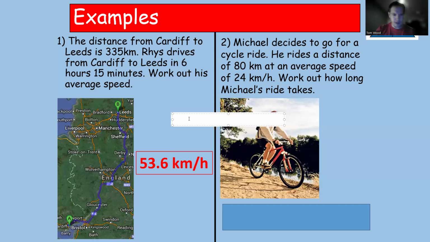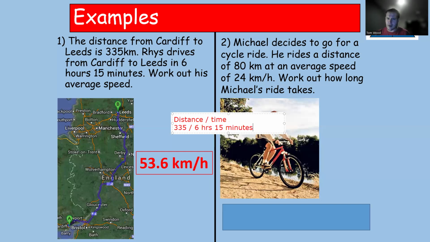If we cover up speed, we have distance divided by time. So the distance is 335, and the time is 6 hours and 15 minutes. Now, again, you could convert all of this into minutes if you wanted to, 6 times 60, and then add on the 15, then convert it back at the end.